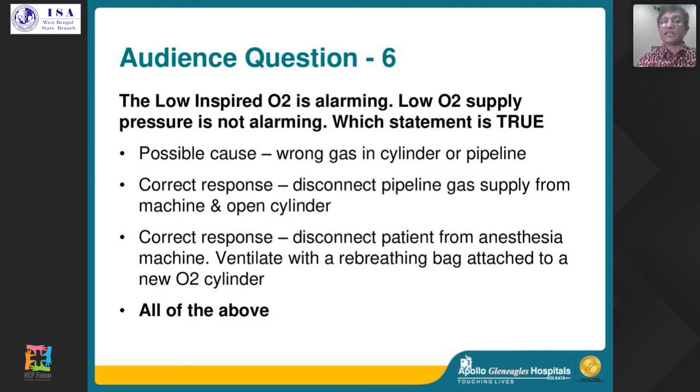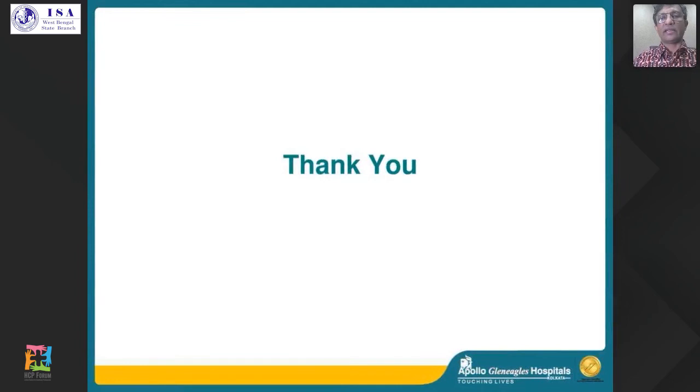The wrong gas in the cylinder or pipeline, it can happen. The first response would be to disconnect the pipeline gas supply from the machine, open the cylinder, and try to ventilate. Next response, which is again a correct response, would be to disconnect the patient from the machine and ventilate with a rebreathing bag attached to a new oxygen cylinder. That is about it. Thank you very much.